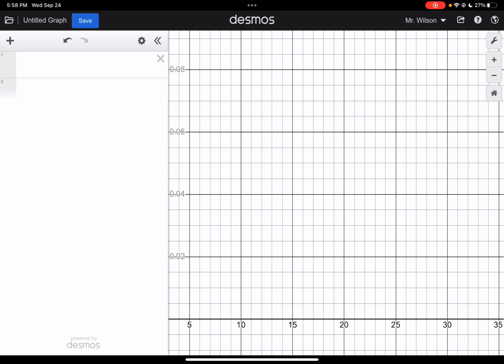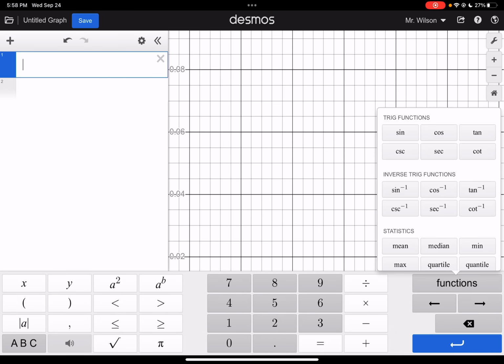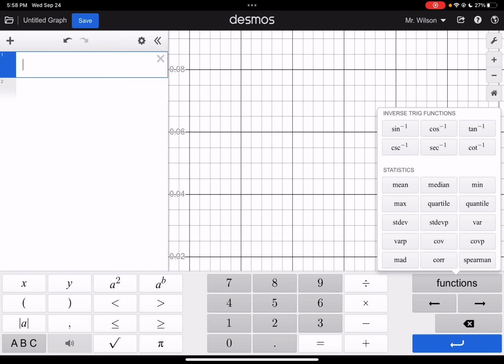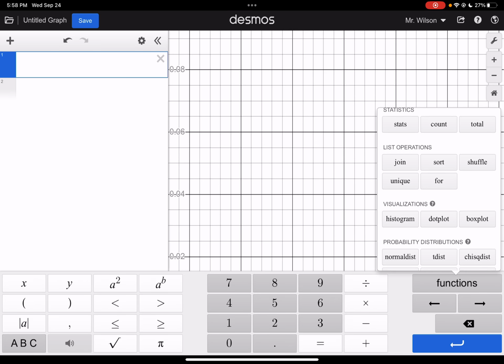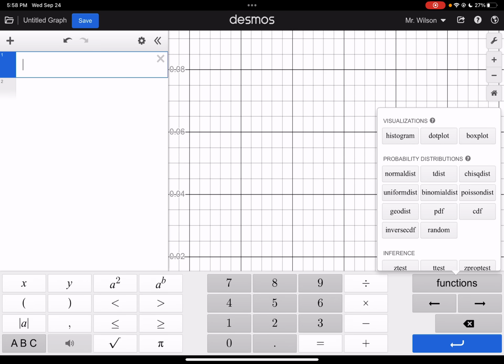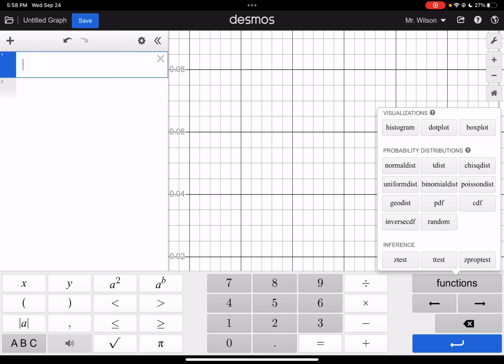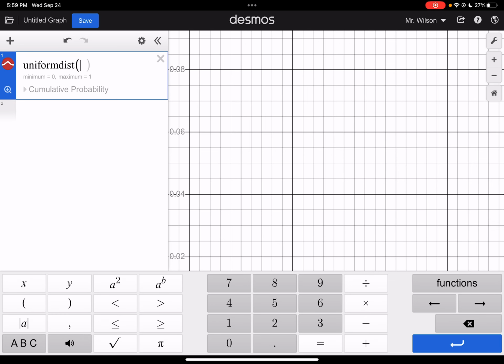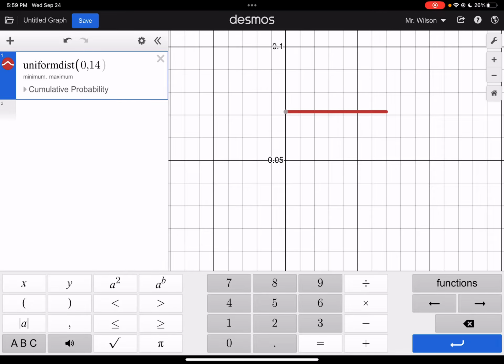So if we switch over to Desmos, we go to functions, and we scroll down to probability distributions right here. Right below the normal dist here, we have one that says uniform dist. We're going to click that. And notice Desmos says that the min is 0 and the max is 1. And it'll keep saying that until we tell it otherwise. So in this particular problem, we're going from 0 to 14, like that. So let me find that.